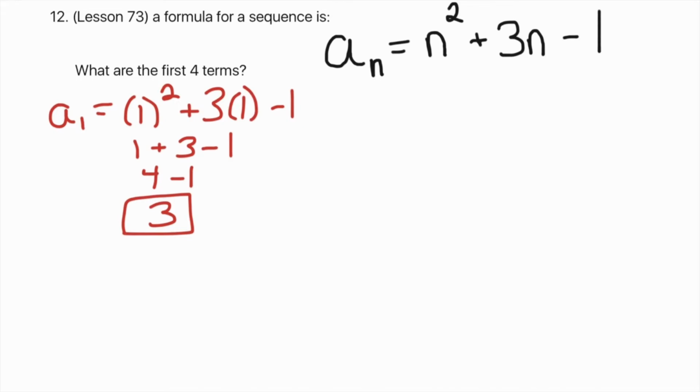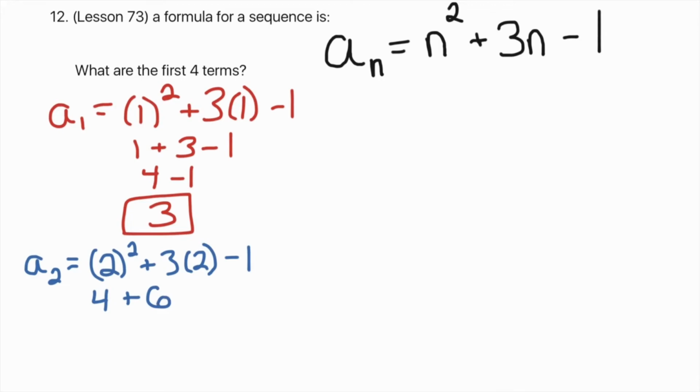Now we're going to do the exact same thing, but now for the second term. So a subscript 2 equals 2 squared plus 3 times 2 minus 1. So 2 squared is 4 plus 6 minus 1. 4 plus 6 is 10 minus 1 is 9. And there's our second term.